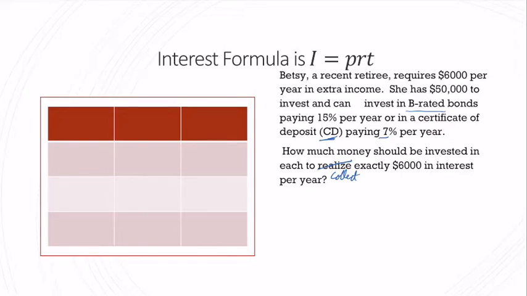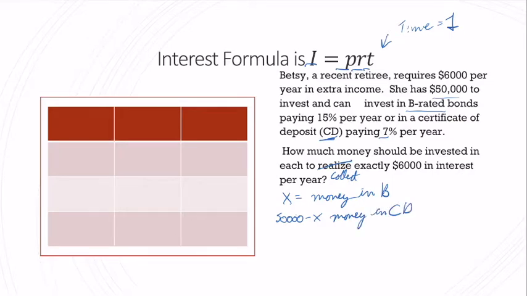So we're going to use the interest formula. Interest equals principal times rate times time. But right now our time is just 1 year, and everything times 1 is just itself, so we're going to ignore that. I'm going to use a table to organize this problem. But the first thing I need to do is define a variable. So let's let x be the money invested in a B-rated bond, and let's let 50,000 minus x be the money in a certificate of deposit.